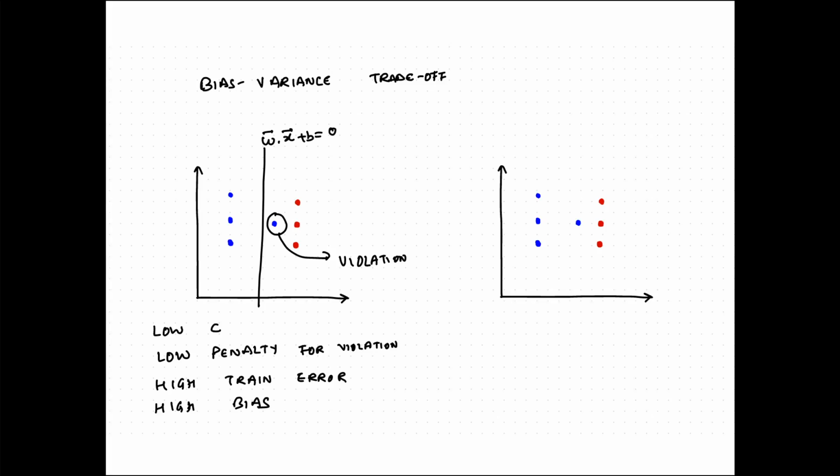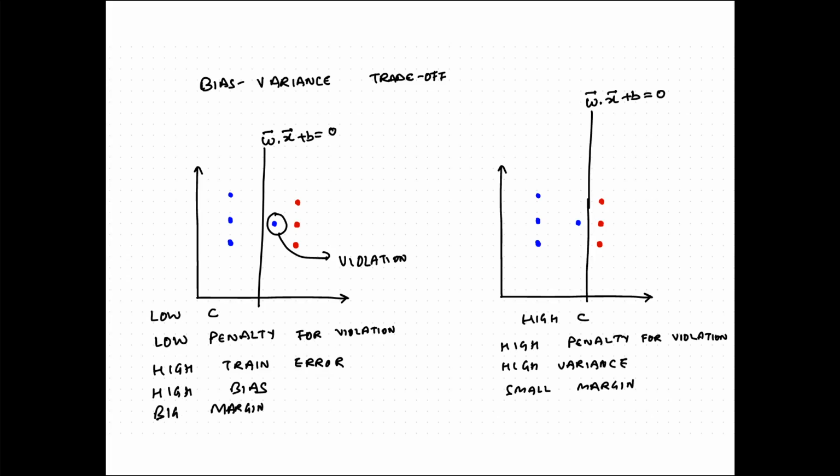In contrast, if we increase C to be a really large number, then if we go back to the objective, we are saying that there is a high penalty for violation, which means that you'll adjust the margin in such a way that no point gets violated. So the boundary has now changed, if you notice carefully, and the margin has become much thinner. The margin is half the distance between the closest blue and red point, and this leads to a high amount of variance.